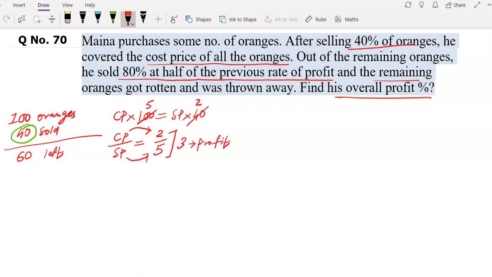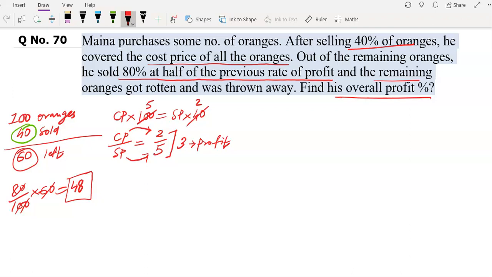Now the question says, out of the remaining oranges, remaining is how much? 60. Out of the remaining oranges, he sold 80% at half of the previous rate of profit. So 80% is sold now. 80% of 60. 80% of 60 is how much? 48. And these 48 oranges are sold at half of the previous rate of profit.